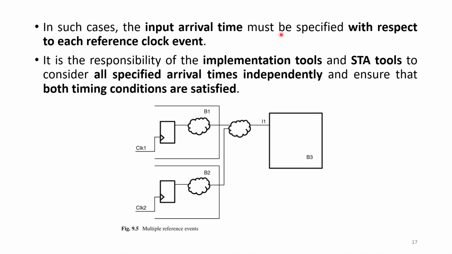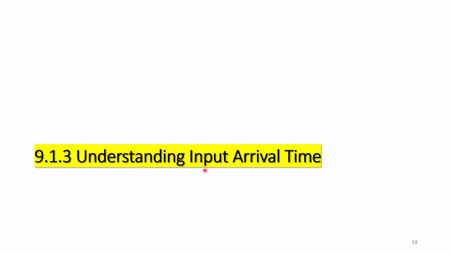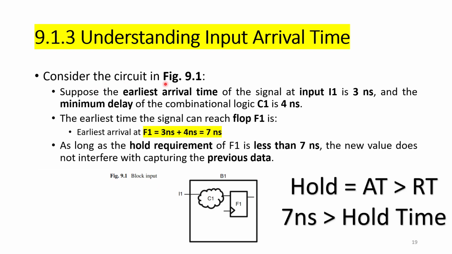writing the constraint. So there will be a switch called hyphen clock. There you have to use a proper clock name, that is clock 1 if it is block 1 and clock 2 if it is block 2. Now let us understand about input arrival time. So consider the circuit in figure 9.1.